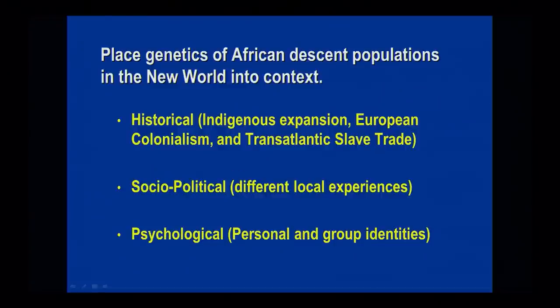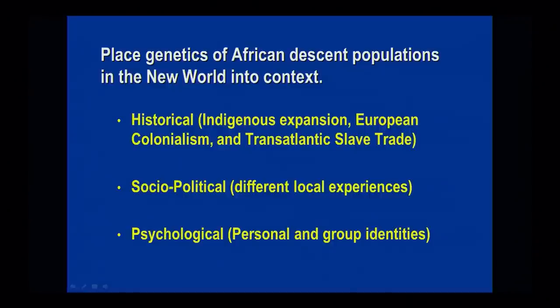So today I'm going to place the genetics of African descent populations in the New World into several contexts. Because when we talk about genetics, I think we have to remember that this is just one tool, one piece of information from multiple sources of information. I'm sure all of the genetic speakers today are not espousing any genetic exceptionalism. I know I'm not, but I do want to stress that it is a powerful tool that could inform and could allow one to reconcile individual, familial, and geographic ancestry.